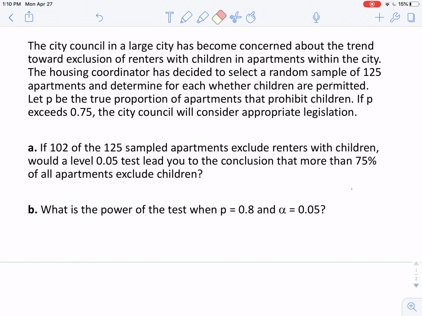Hey, what's up everybody? This tutorial is going to cover how to calculate a p-value for a z-test for p, and then also how to calculate the power of a test.